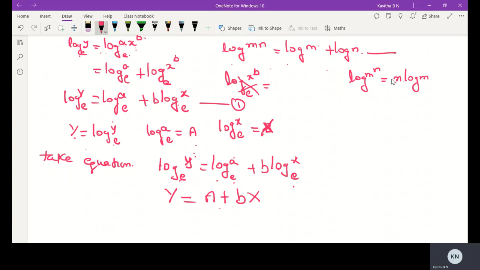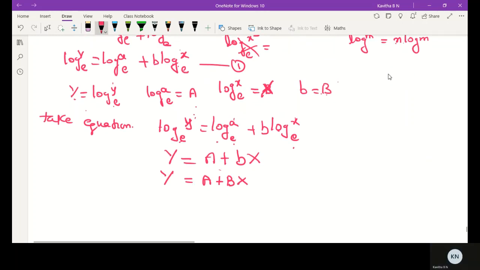Also take down here small b as capital B only. Consider small b is equal to capital B only. Then what will happen here? Capital Y is equal to A plus capital B X. Now this is a straight line equation. We have to write the normal equation of a straight line equation. First write down y is equal to ax plus b.